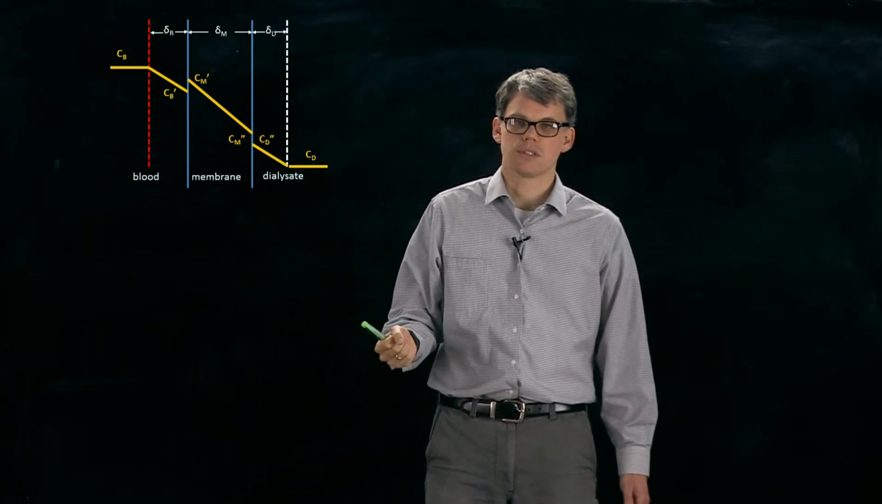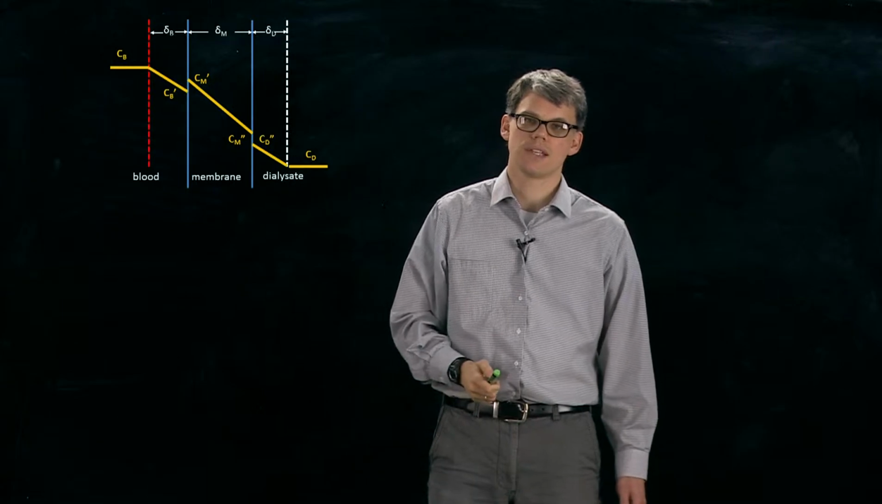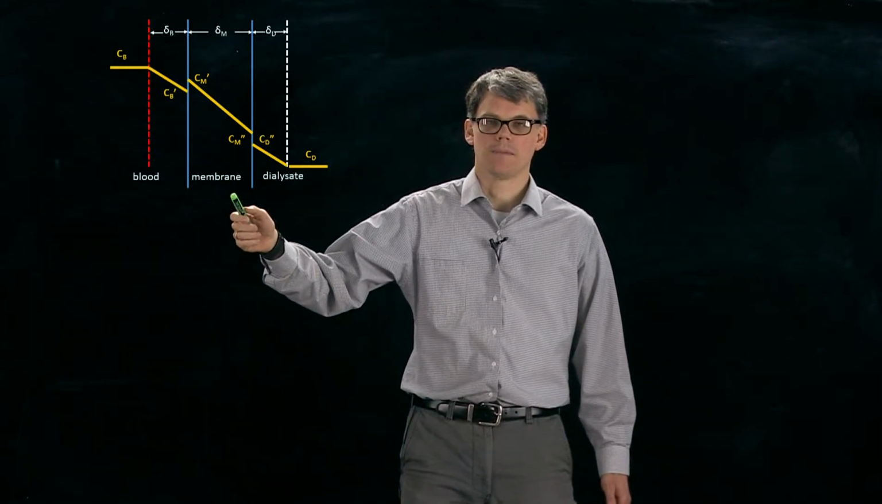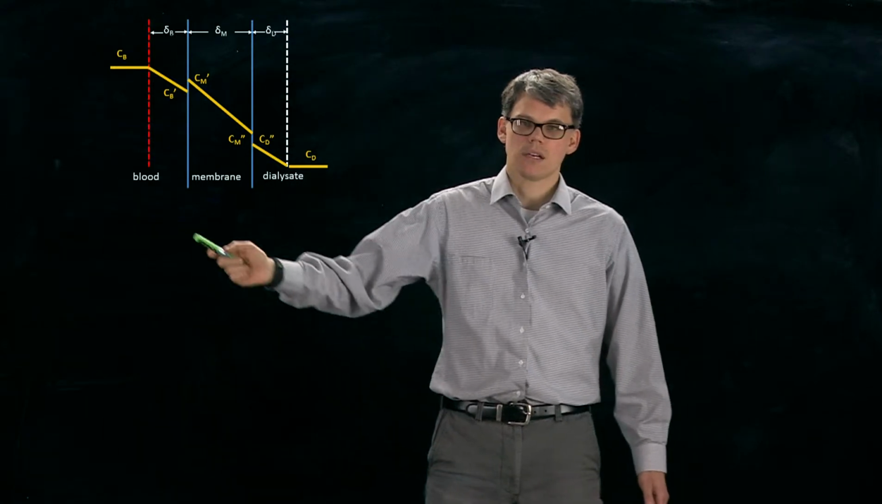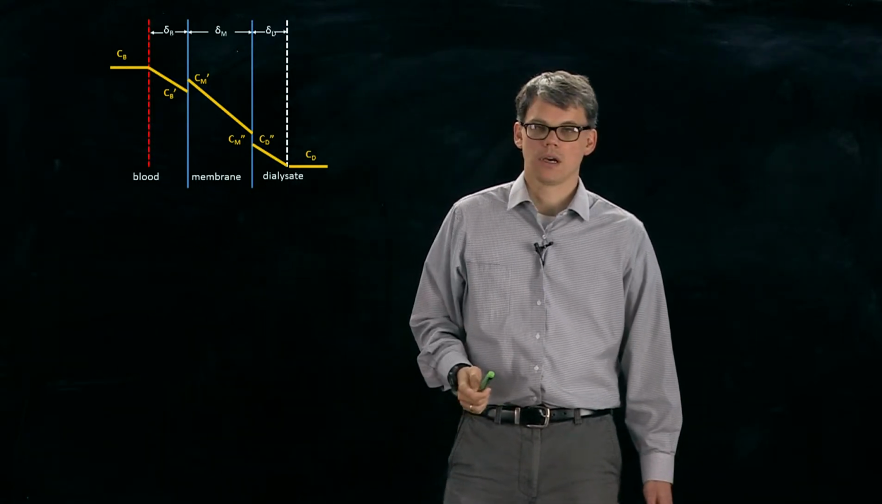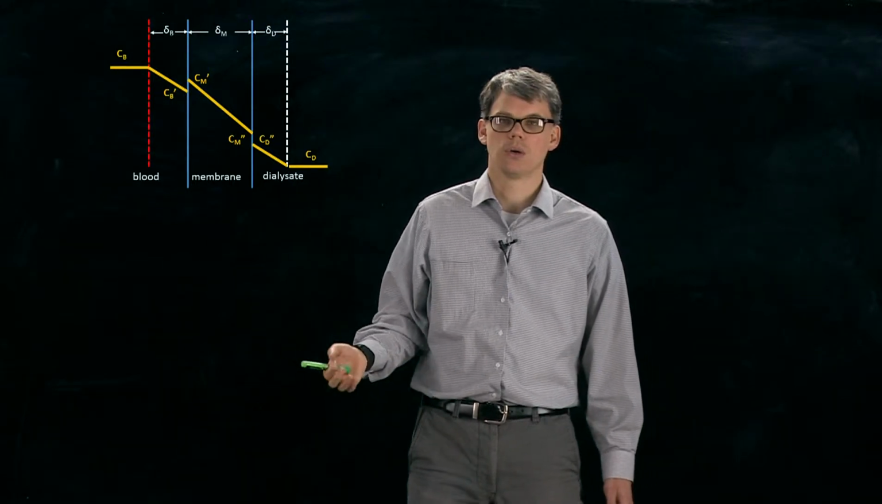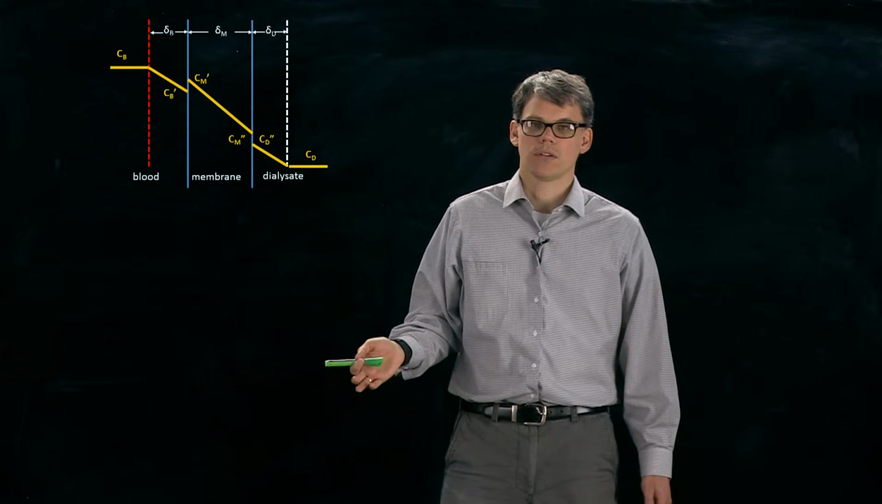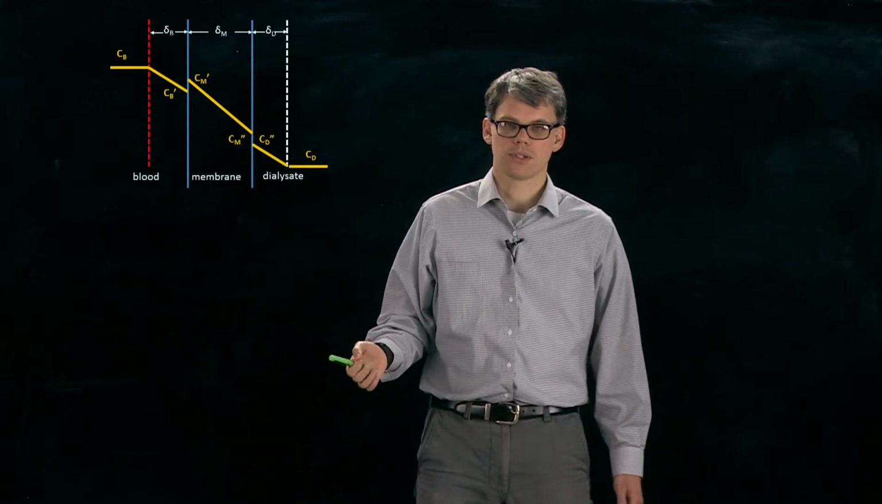Let's make some assumptions. First of all, we're going to assume that we're in steady state. That means that there is no solute accumulating within the membrane. Any solute coming in from the blood side has to leave out the dialysate side. Another assumption is that we have no bulk flow, no ultrafiltration of fluid. And finally, our last assumption has to do with the partition coefficient.